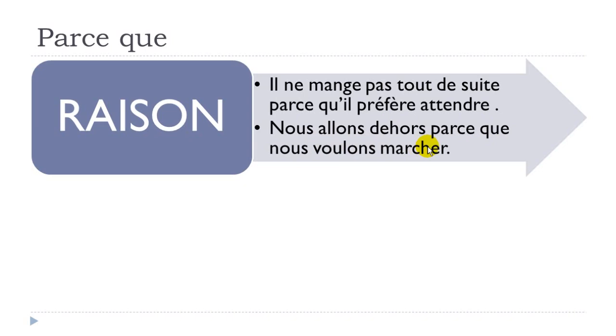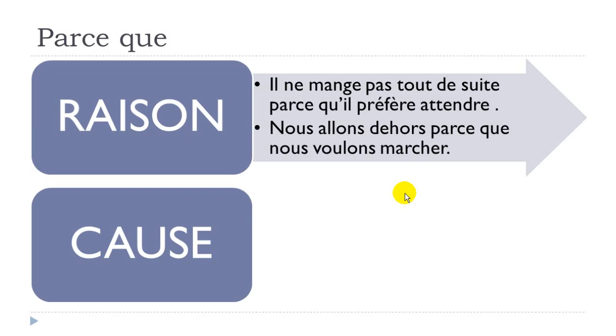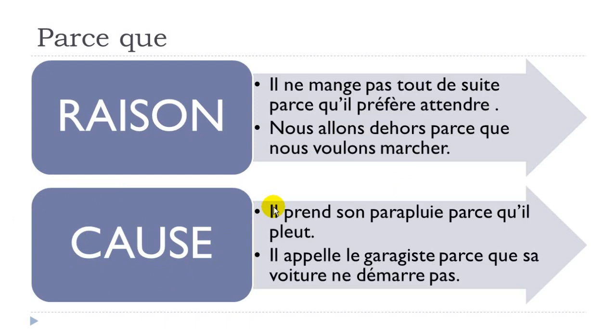Okay? And then, the second option to use this parce que is when you want to introduce the cause, la cause. Okay? Example here. Il prend son parapluie. Parapluie, umbrella. Prendre is to take. Il prend son, his. So he's taking his umbrella. Il prend son parapluie parce qu'il pleut. Pleuvoir, to rain. It rains. Il pleut. Il prend son parapluie parce qu'il pleut.